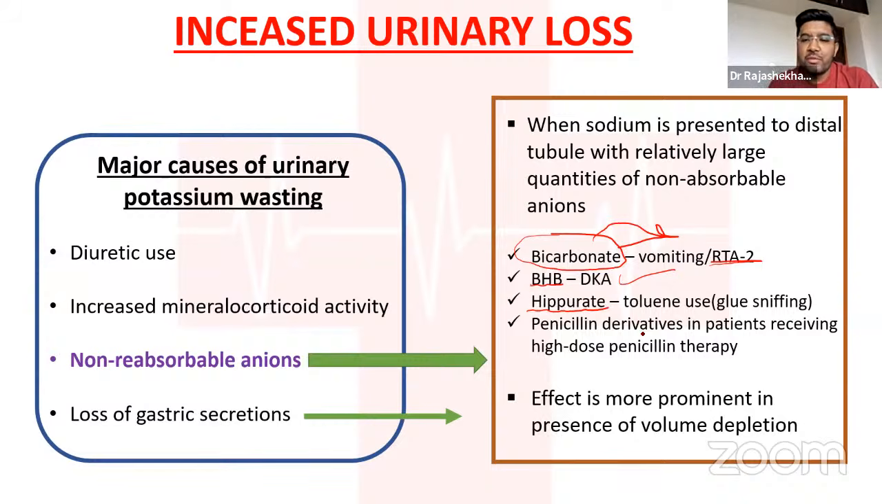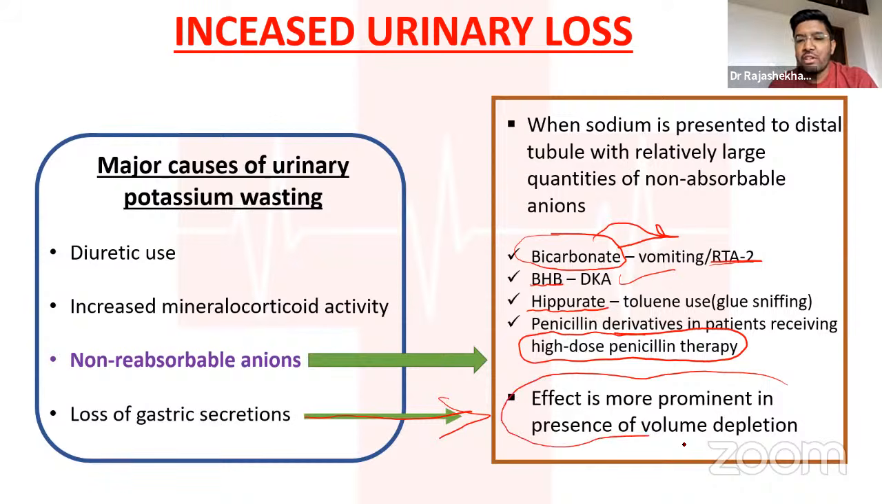So these penicillin derivatives, especially if we are using them in a high dose over a prolonged time, can also cause hypokalemia in your patient. And as I told you, the loss of gastric secretions is also going to cause hypokalemia by the same mechanism. And all these mechanisms are going to worsen in the presence of volume depletion because of secondary hyperaldosteronism.